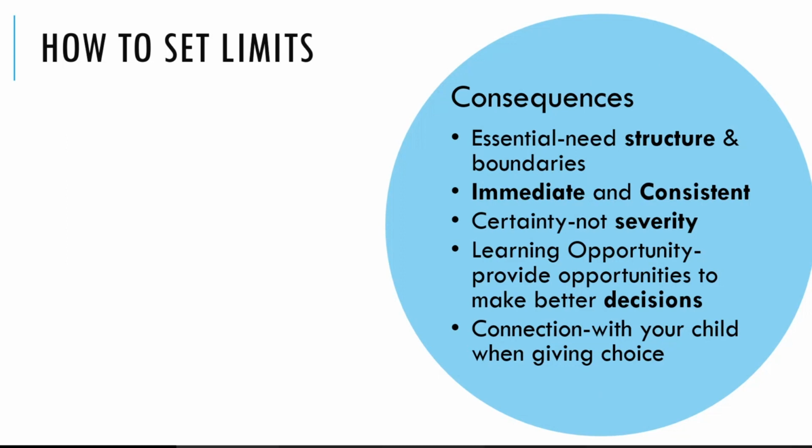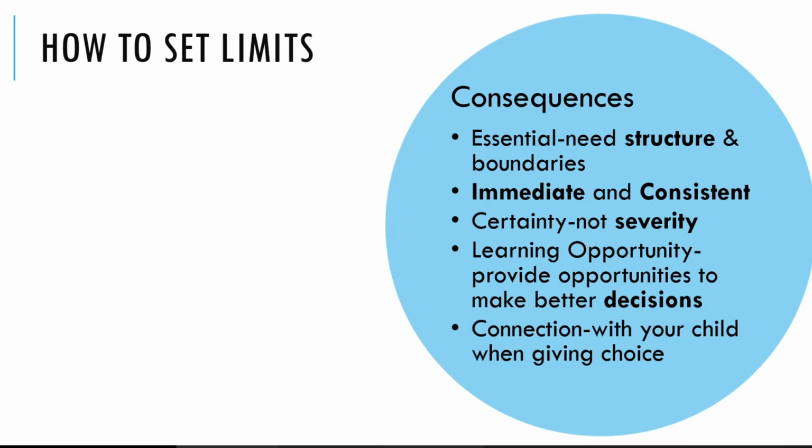So, how do we set limits with consequences? Immediate and consistent is determined by the age and functionality of the child in question. Some kids can receive the consequence later that day or even a few days later, but not all can. The severity of the consequence doesn't have to be huge, but it does have to happen.